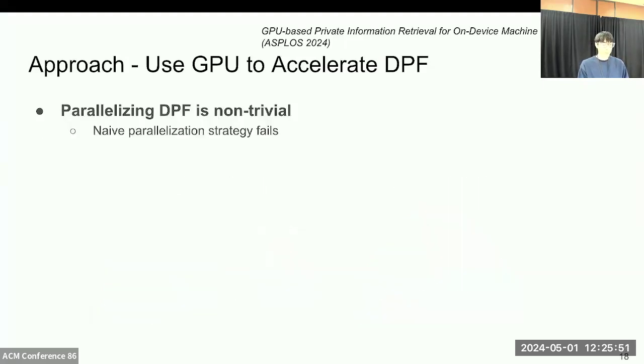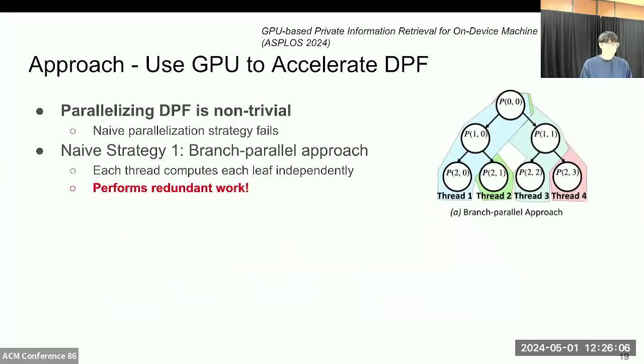And so what turns out to be the case is that parallelizing the DPF tree is a non-trivial thing to do on a GPU. And to give an example of this, I want to show two naive approaches that fail in interesting or surprising ways. Our first naive approach is to evaluate each branch of the tree in parallel.